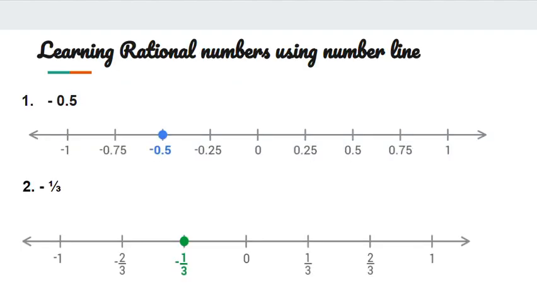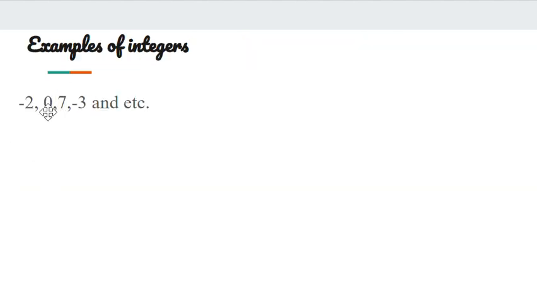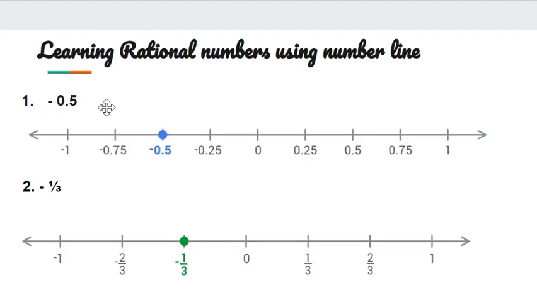Learning rational numbers using a number line. Let's see our first example, which says negative 0.5. We know that negative 0.5 is a negative number because there's a slash. So we remembered that in the last video we said that slash numbers are always the negative numbers. Some people know about it and some people don't.